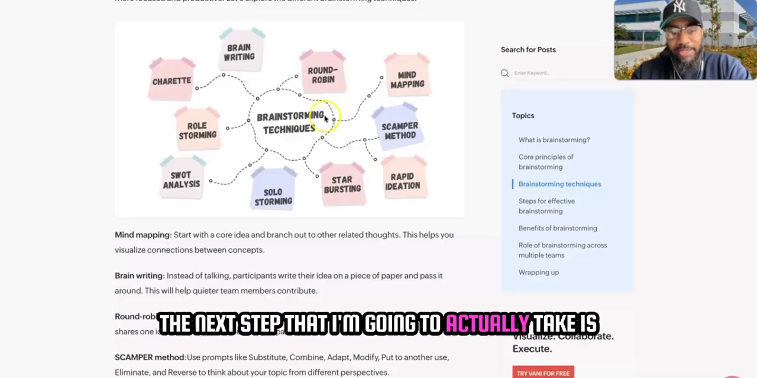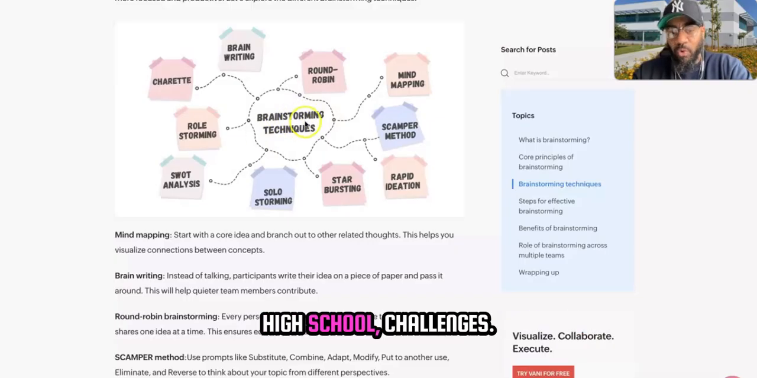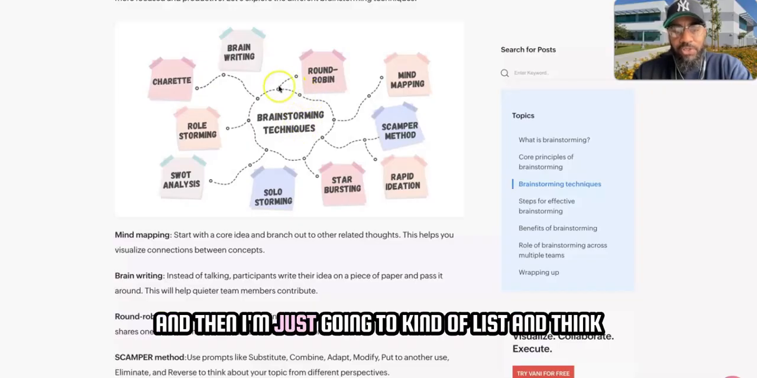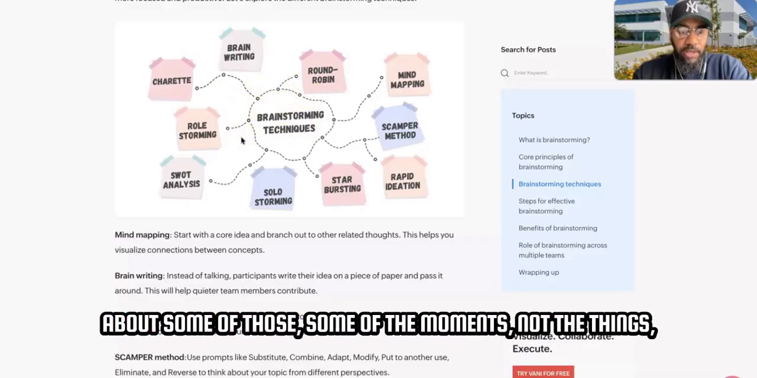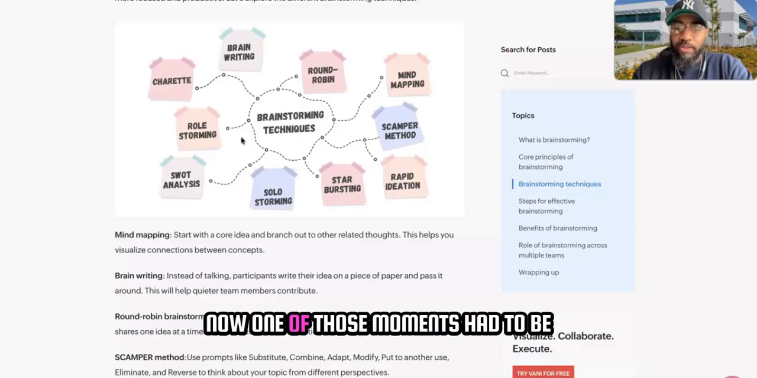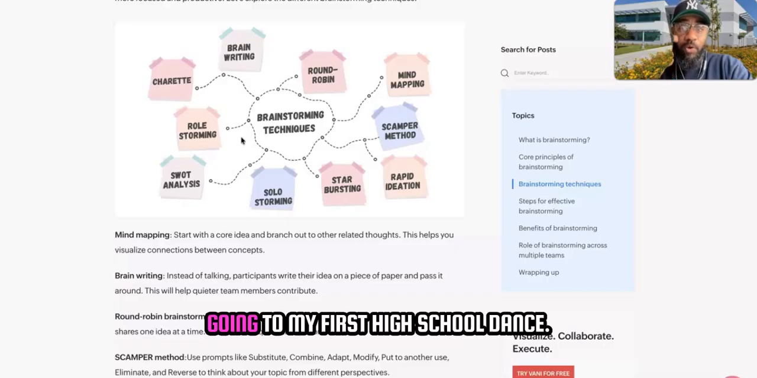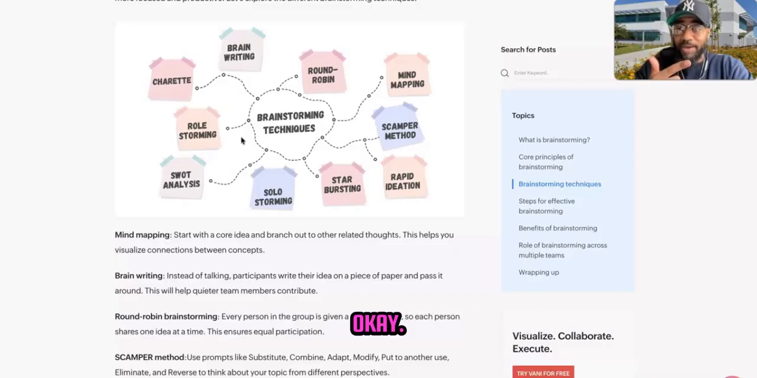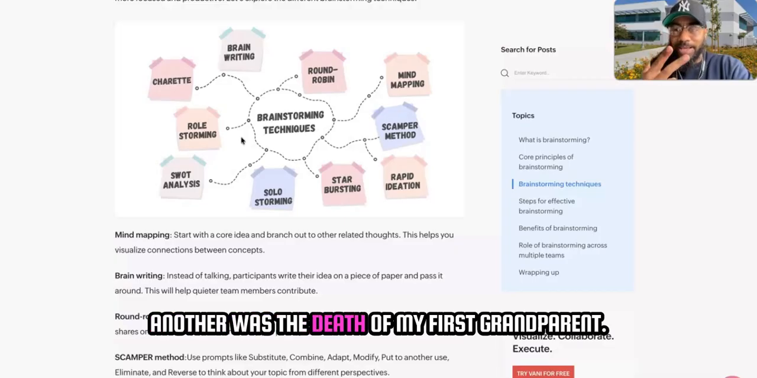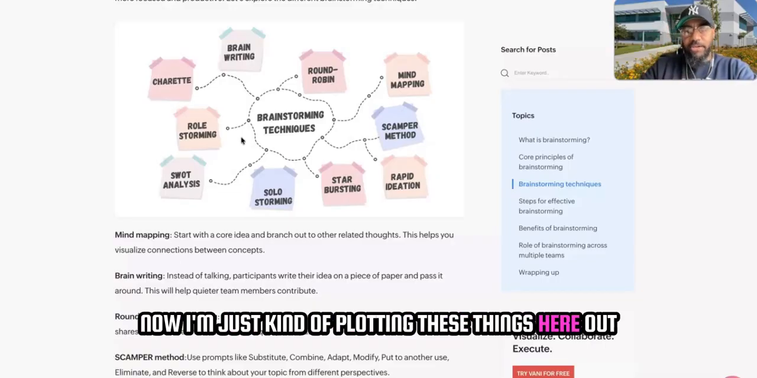The next step that I'm going to take is to write down the topic right here in the center: high school challenges. And then I'm just going to list and think about some of those moments, not the things, but the moments that were super challenging for me. One of those moments had to be entering into high school. Another moment was certainly going to my first high school dance. Another was the death of my first grandparent. Now, I'm just plotting these things out.